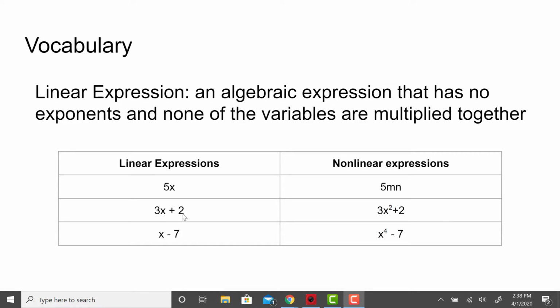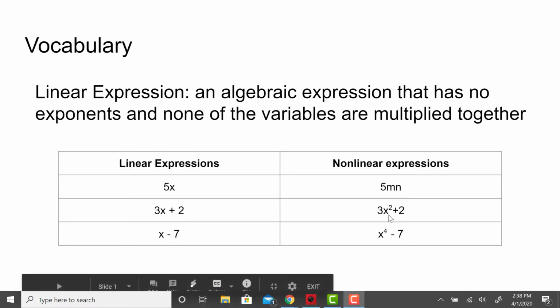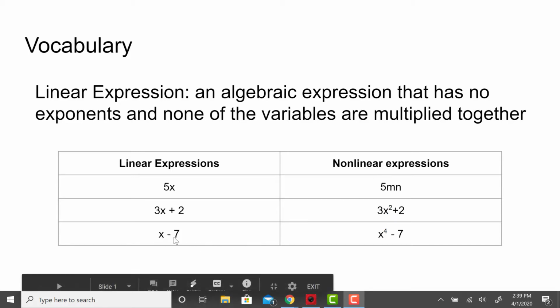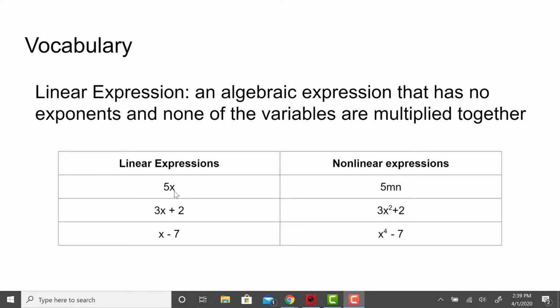Once again, no exponents, and the variable x isn't being multiplied with any other variables. Here we've got another example of a nonlinear expression, 3x squared. If you see an exponent, you know that it's not a linear expression. Same for this next one. x minus 7 would be linear. x to the fourth minus 7 would not be because we've got an exponent again. So linear means there's no exponents, and the variable isn't multiplied with any other variables.